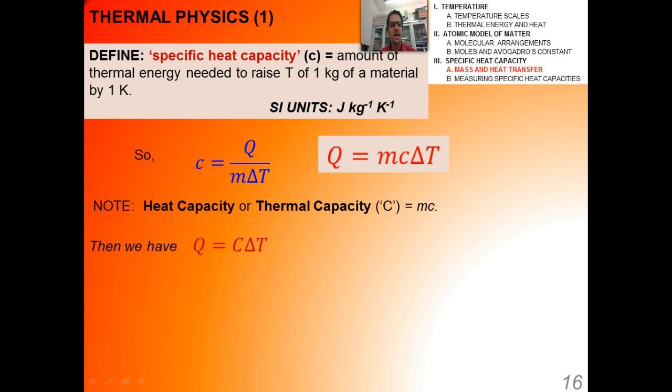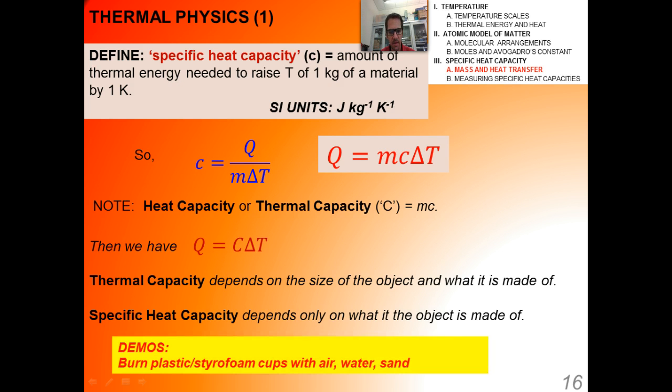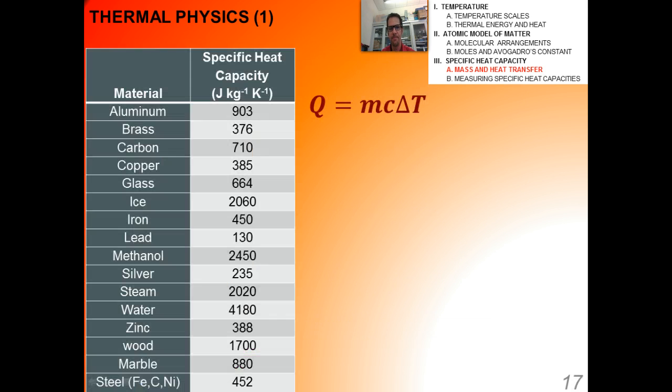The idea of heat capacity or thermal capacity, which is a capital C, is just the quantity of the mass times the specific heat capacity. You see this sometimes in the IB. In this case, you have Q equals big C times delta T, but it's all the same physics. So the thermal capacity, big C, depends on the size of the object and what it's made of. Specific heat capacity depends only on what the object is made of, okay? And I'll do more examples of this in class. Very important slide right here.